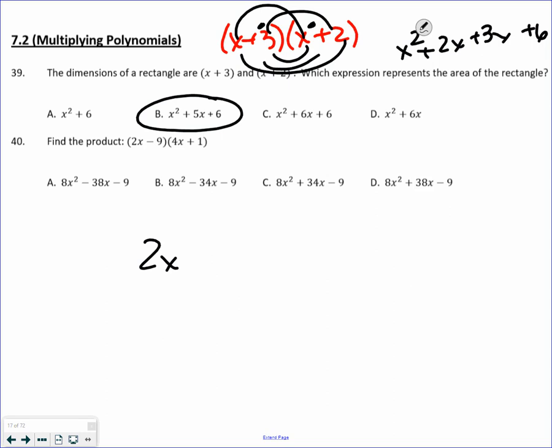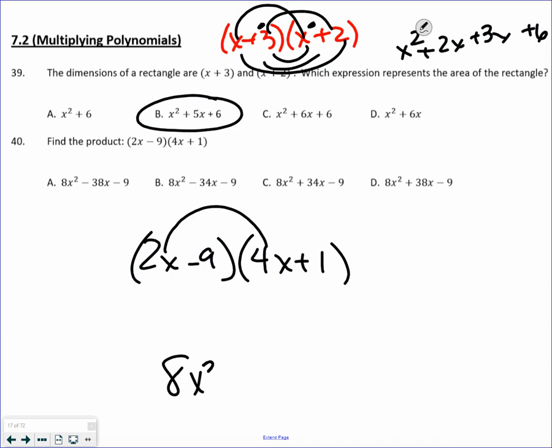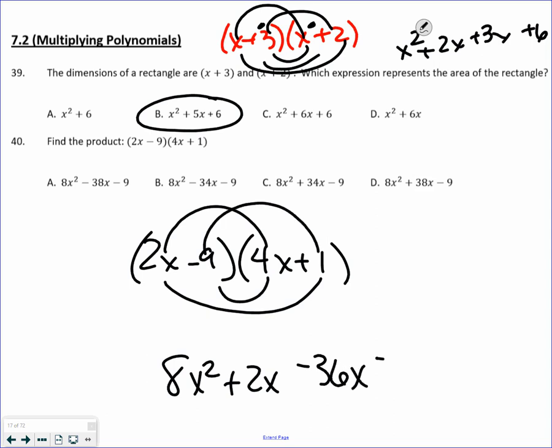So now let's do this again, and I'm going to go slow motion through it one more time. The first term in each parenthesis gets multiplied together. The outer terms in each parenthesis get multiplied together. The inner term in each parenthesis gets multiplied together. And the last term in each parenthesis gets multiplied together. So now, adding the like terms together, I get 8x squared minus 34x minus 9.